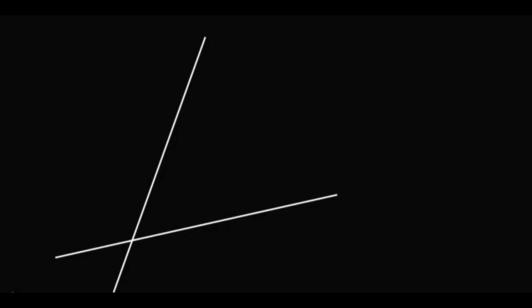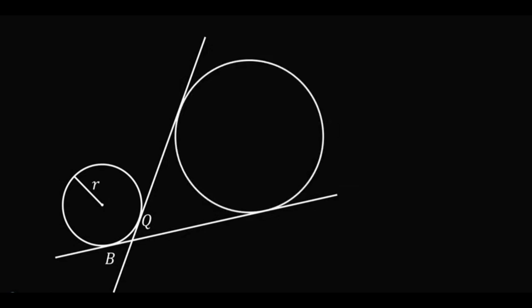Regions. In one of the regions, we have a circle that's tangent to two of the lines at the points B and Q. Suppose this circle has a radius equal to r. In the region that's adjacent, we have another circle that is also tangent to these two lines. Suppose the tangent points are A and P, and this circle has a radius equal to s.